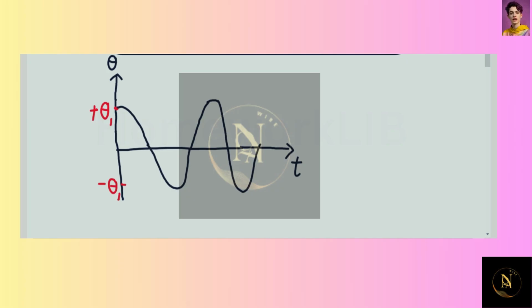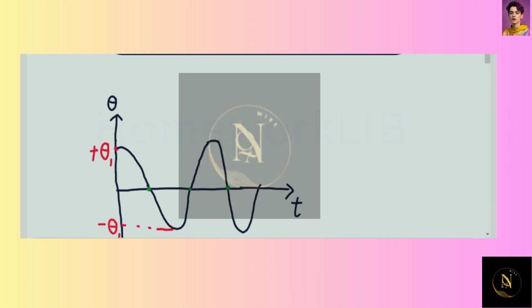And as you swing back and forth, you reach the equilibrium position, which is when the theta here becomes 0, which are the points here. So these are the equilibrium positions. And then you will reach the amplitude again, which is negative theta 1 here. So this is the answer for this question.